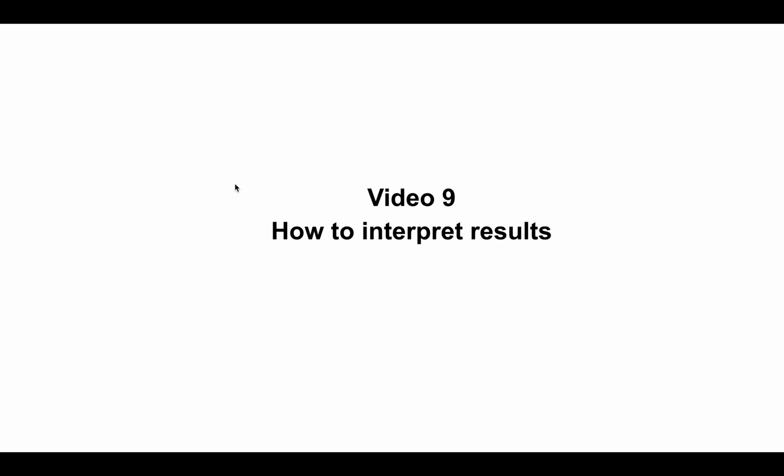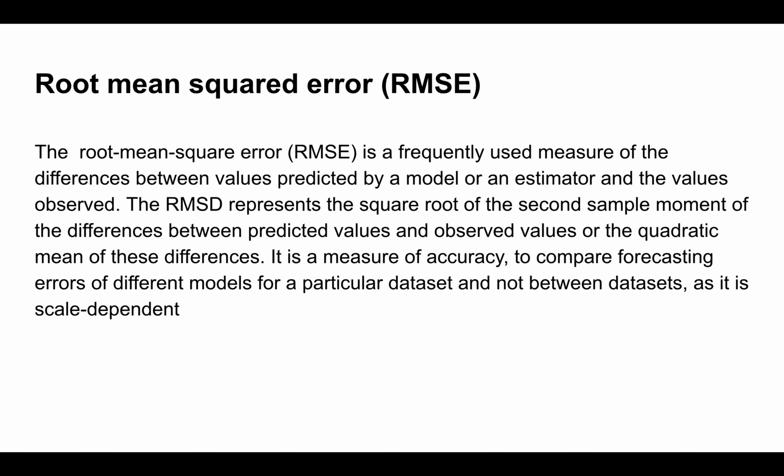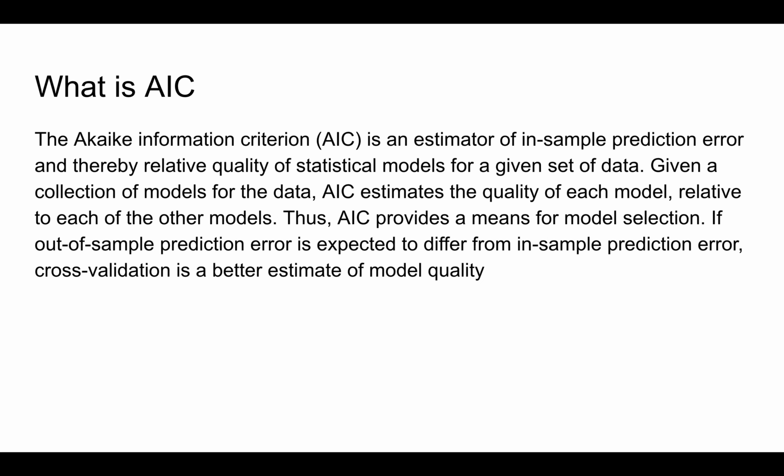I'd like to explain how to interpret the results. First I want to refer to the definition of RMSE. The root mean square error is a frequently used measure of the differences between the values predicted by a model or an estimator and the values observed. It is a measure of accuracy to compare forecasting errors of different models for a particular dataset and not between datasets, as it is scale dependent.